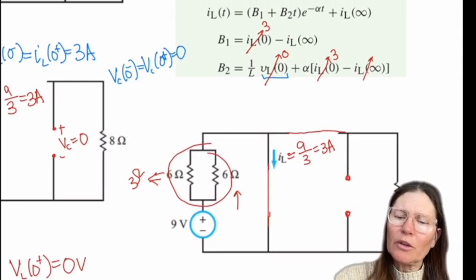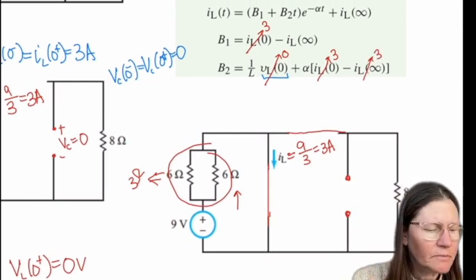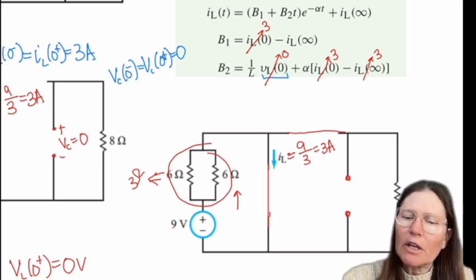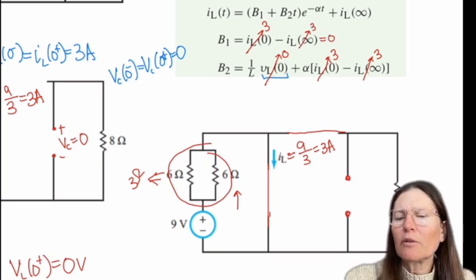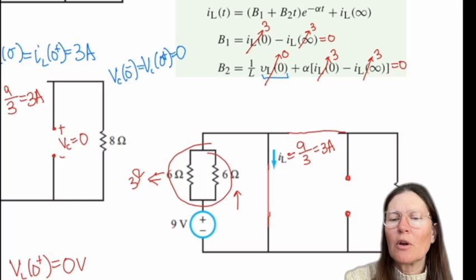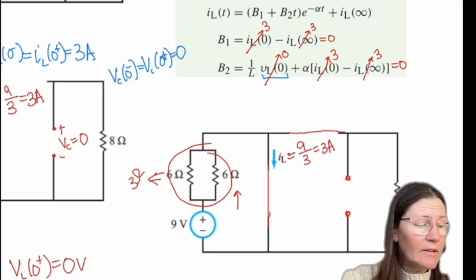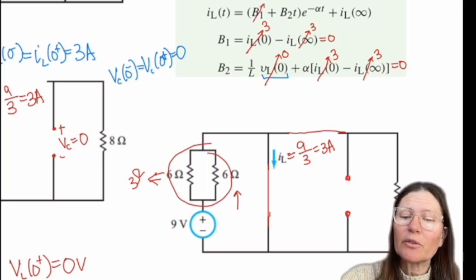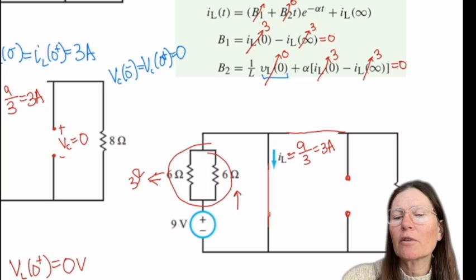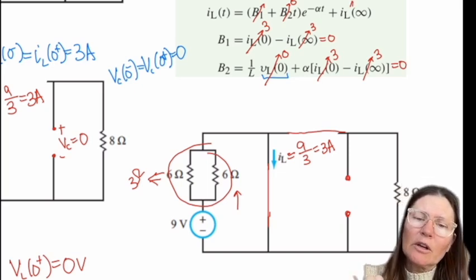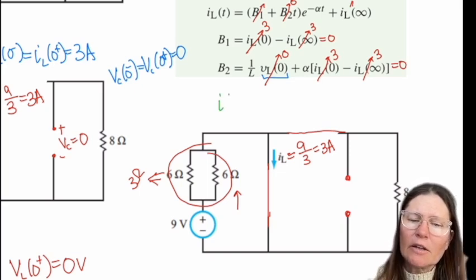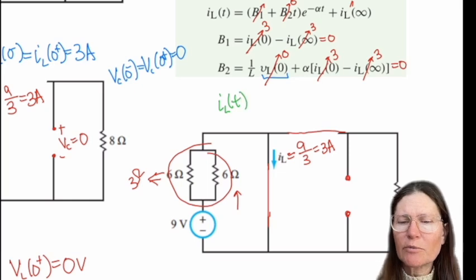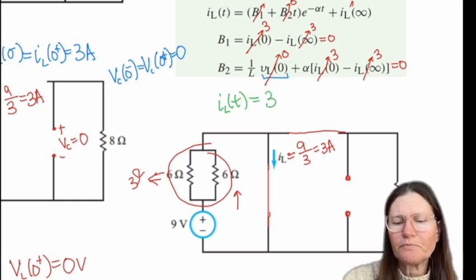So this going to 3, you're going to get 0 for both of these. So 0 and 0, which makes this easy because then you just have IL. So these are both zeros, so then you get IL equal to 3. So IL of t ends up just being 3 for your answer here.